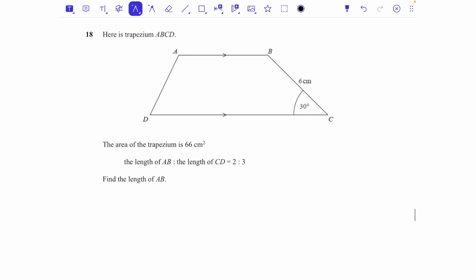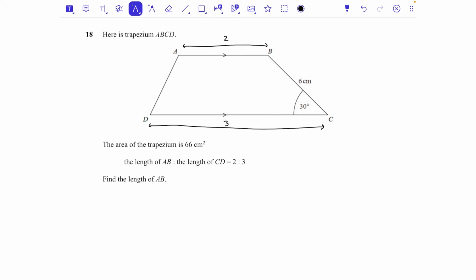Question number 18. Here's a trapezium, ABCD. The area of the trapezium is 66 centimetres squared. The length of AB to the length of CD is in the ratio 2 to 3. So this is 2 parts and this is 3 parts. Find the length of AB. Okay, so what do we need? We really need the height.